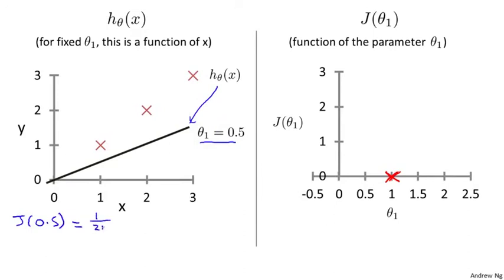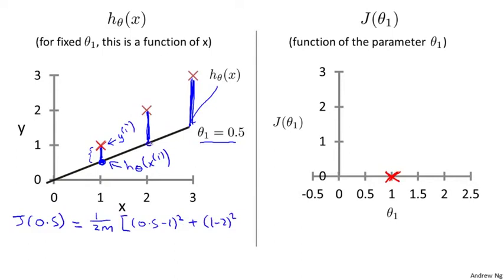So that is going to be 1 over 2m of my usual cost function. It turns out that the cost function is going to be the sum of squared values of the height of this line plus the sum of squared of the height of that line plus the sum of squared of the height of that line, right? Because this vertical distance is the difference between y i and the predicted value h of x i, right? So the first example, this is going to be 0.5 minus 1 squared, because my hypothesis predicted 0.5, whereas the actual value was 1. For my second example, I get 1 minus 2 squared, because my hypothesis predicted 1, but the actual housing price was 2. And then finally, plus 1.5 minus 3 squared.